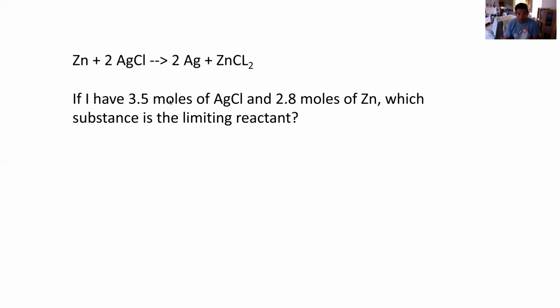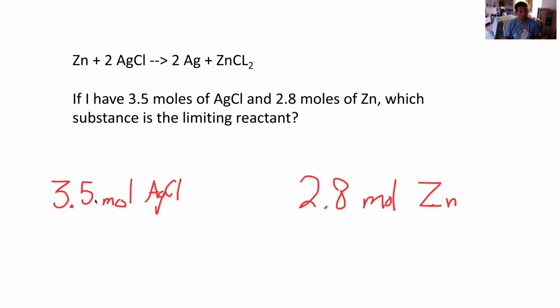But these numbers, they're kind of close to each other. I know that I need more silver chloride, right? Because it's a 2-to-1 ratio, and I do have more, but do I have enough? So here's what we're gonna do. We're gonna write out 3.5 moles AgCl, 2.8 moles Zn. We need it in moles, it's in moles, we're good to go. Remember, I am going to give you everything in moles for limiting reactants. You don't have to worry about that.